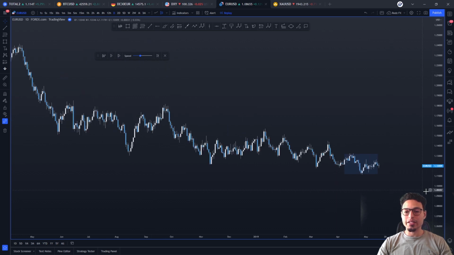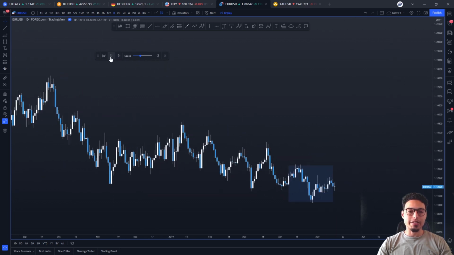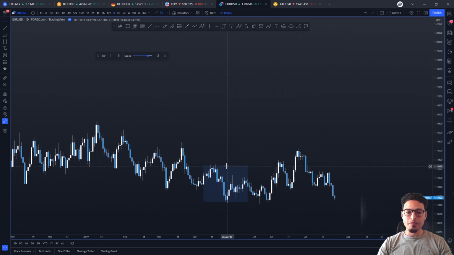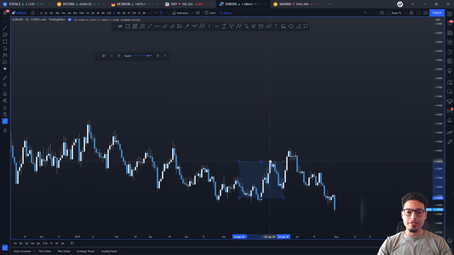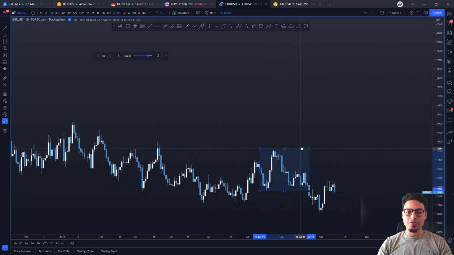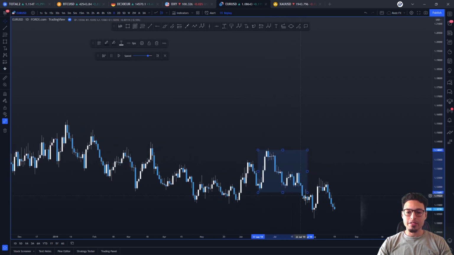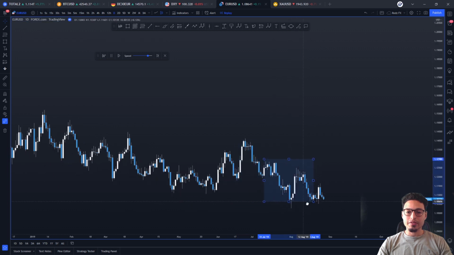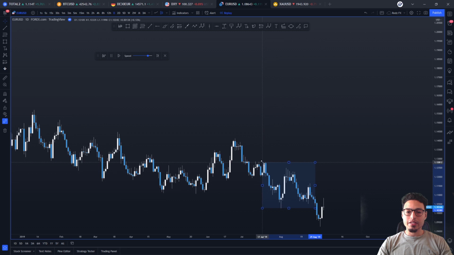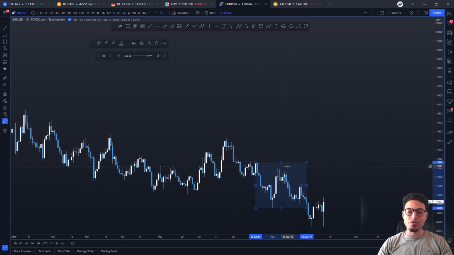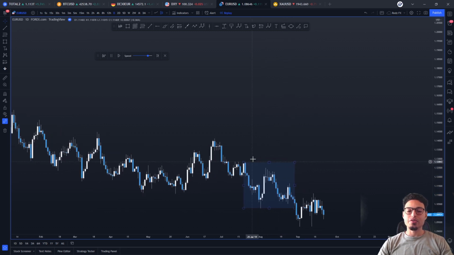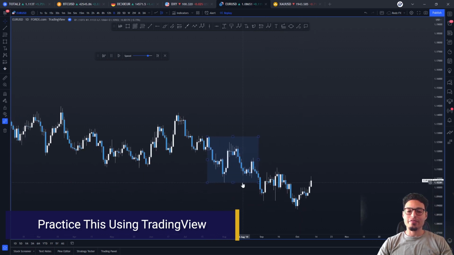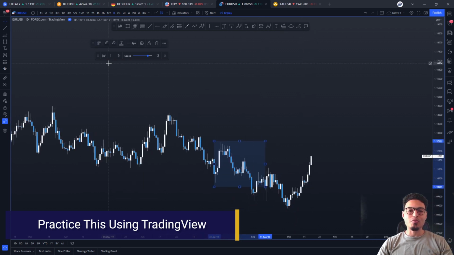Let's zoom in and let's speed it up a little bit. So we keep following it around. We got a new high up here. This lower low gets broken, and so we continue. This is such a simple thing to do. If you do have TradingView, practice this and you will start to see the market narrative in a bit more of a simple format.